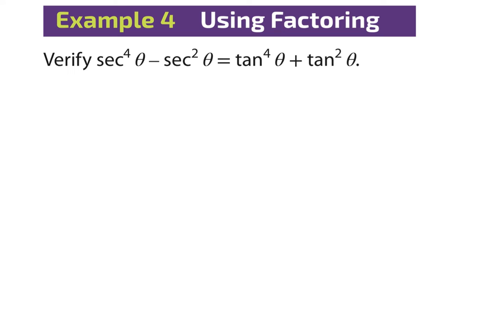Well, when you factor it, I have tangent to the fourth and tangent squared. So factoring tells me I can take out a tangent squared. So that's what I'm going to do. I'm going to pull out a tangent squared. I'm left with tangent squared plus 1. And that should really look like something familiar, right?